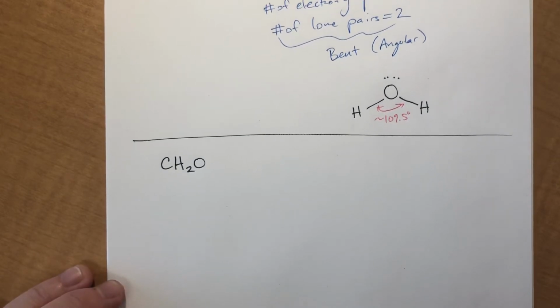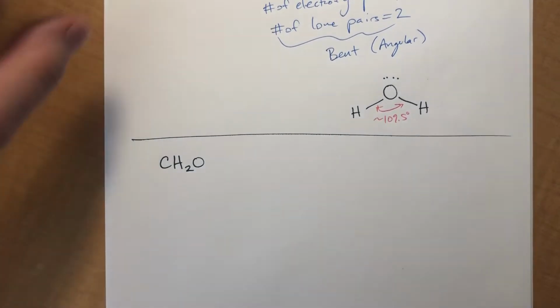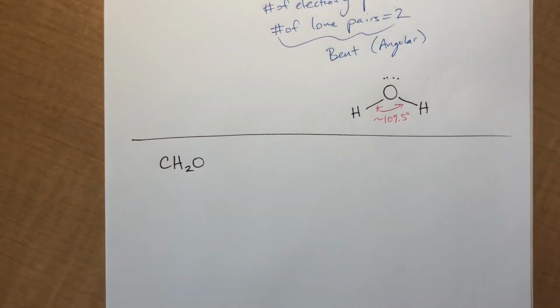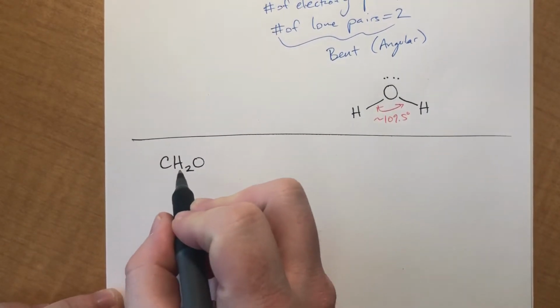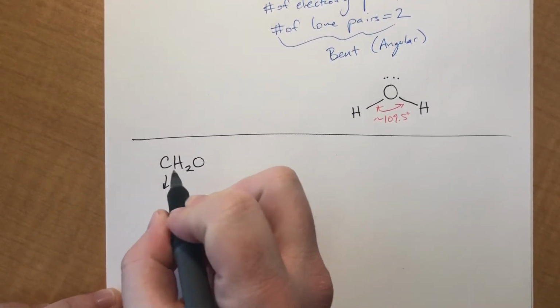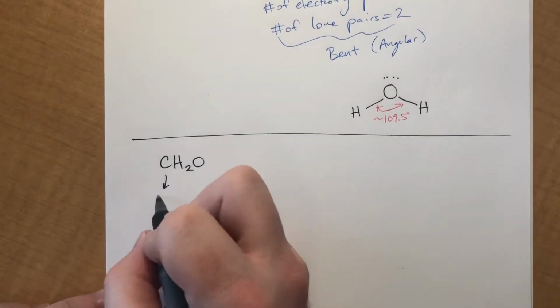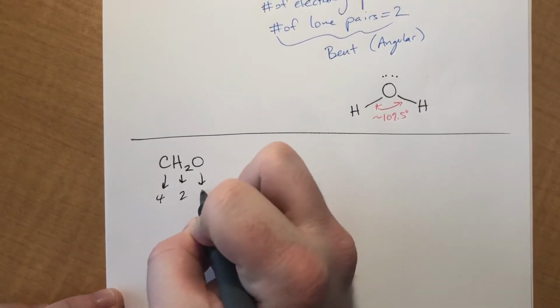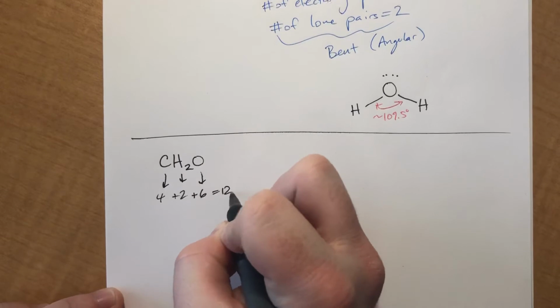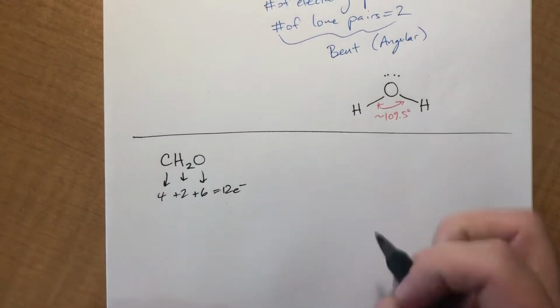This is a compound called formate. It is not actually an acid, so the hydrogens are not on the oxygen. So this has 4 valence electrons, this would have 2, and this would have 6. So we'd end up with 12 electrons. Carbon is the best central atom.